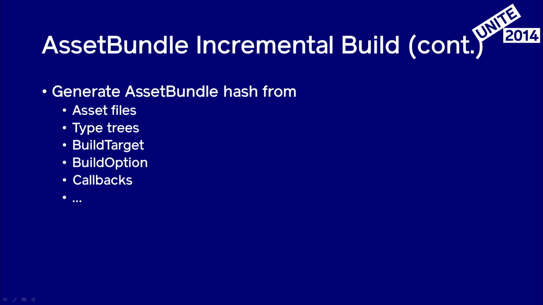When we generate the AssetBundle hash, we take the asset files, the type trees, the build target, build options, and also some callbacks into account. For the callbacks, for now, we just consider AssetPostprocessor and the PostProcessScene by checking the version number. And for now, the version number of the PostProcessScene is just being added. I think it's not included in the beta 1 build. I think we just released the internal beta 1 build maybe last week, but beta 1 hasn't included that feature. So I hope it will be in the internal beta 2 build.